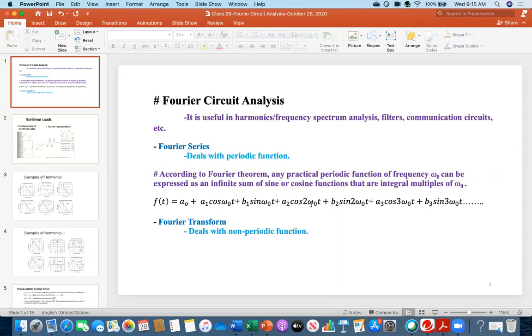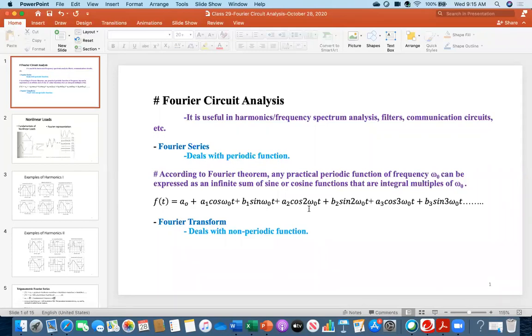Now, you all know, soon with a few examples I will jump to the circuit problems. Here I have written, you all know that if there is any periodic function, for example this one, then that periodic function having frequency omega naught can be expressed as an infinite sum of sine or cosine functions that are integral multiples of omega naught. You have seen in your signals course or math course that if there is a function f(t), it can be decomposed into several components: a naught plus a1 cosine of omega naught t plus b1 sine of omega naught t.